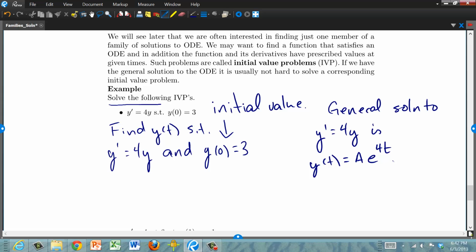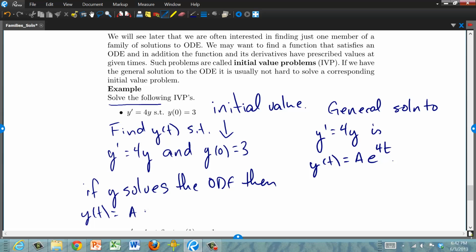Well, if you think about it for a moment, you know that if y solves the ODE part of the problem, then y of t is definitely some constant times e to the 4t. That's what the general solution says. It says any solution to the ODE is a e to the 4t for some choice of a.